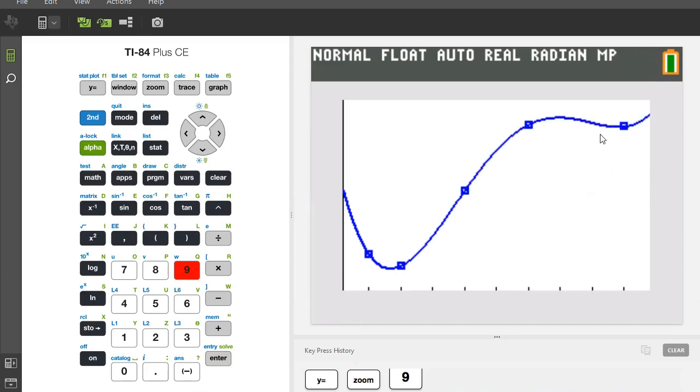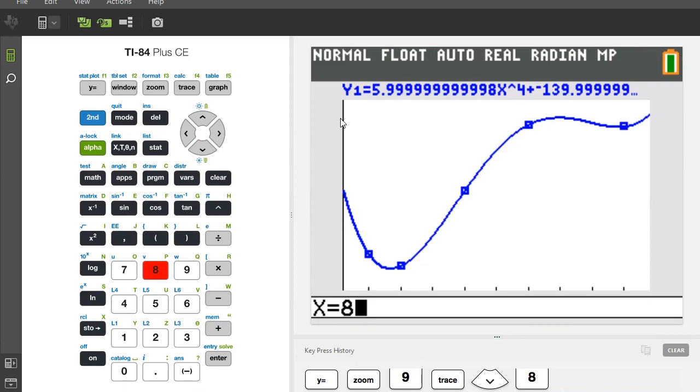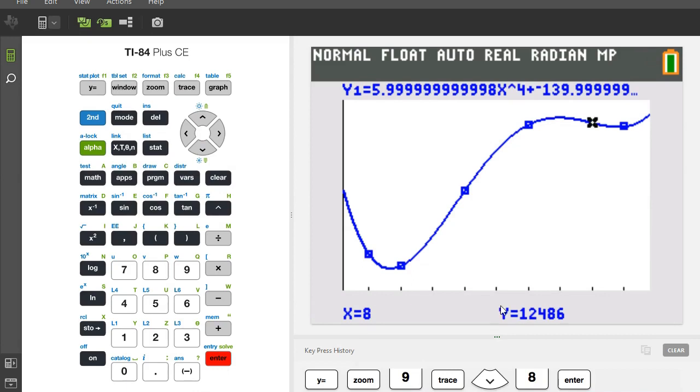It may or may not, depending on the questions. So one of the questions is to find the value at 8. So I want to trace, make sure I'm on the curve and not on the points. Then type in x equals 8, and it will tell me that the model is predicting 12,486 Brookie bars sold.